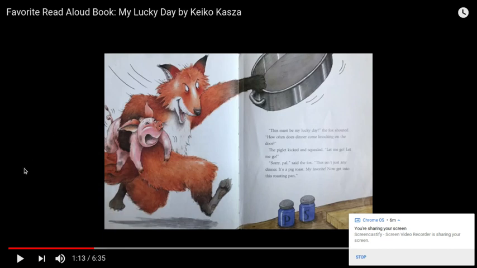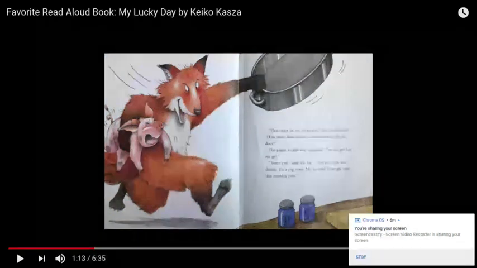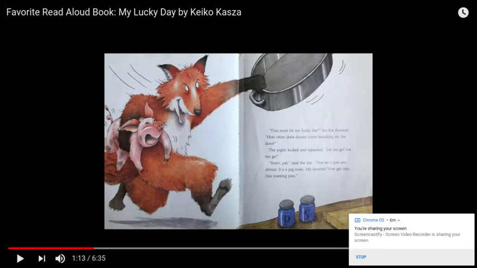This must be my lucky day, the fox shouted. How often does dinner come knocking on the door? The piglet kicked and squealed. Let me go! Let me go! Sorry, pal, said the fox. This isn't just any dinner. It's a pig roast, my favorite. Now get into this roasting pan.